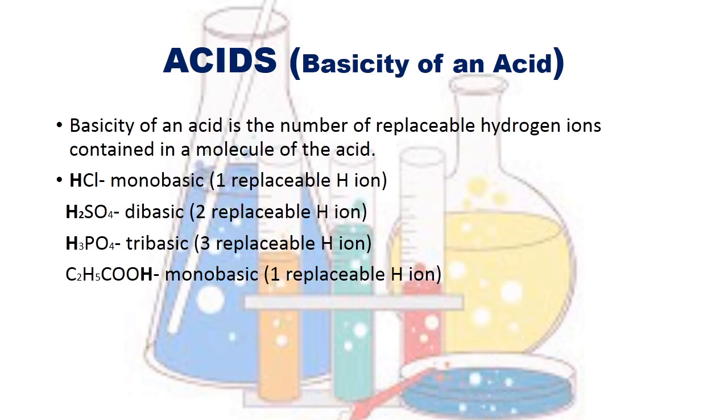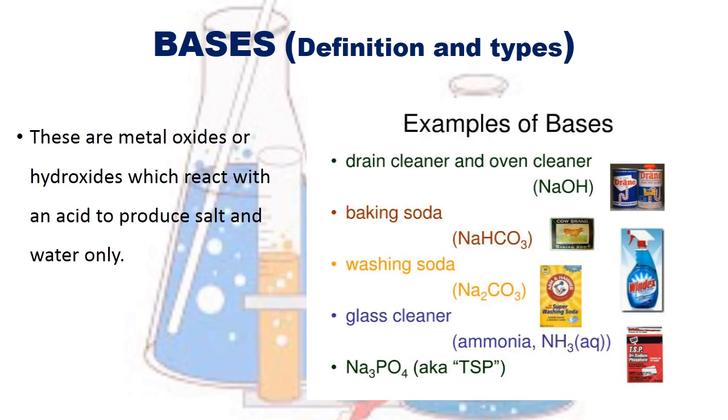H3PO4 has three replaceable hydrogen ions, so it is tribasic. And in this particular organic acid called propanoic acid, we have only one replaceable hydrogen ion that is highlighted, so it is monobasic.